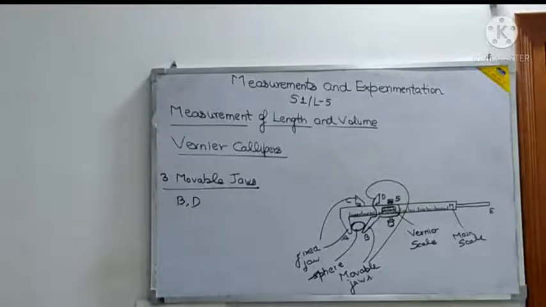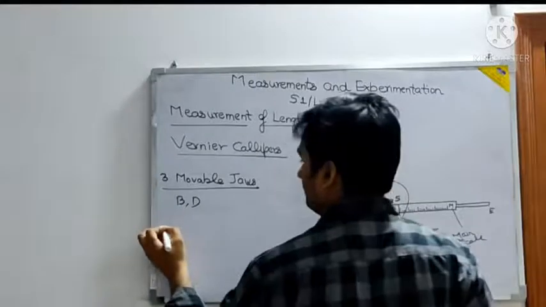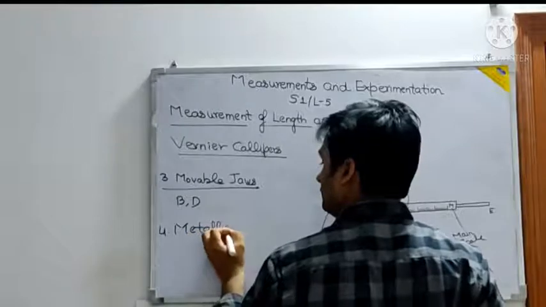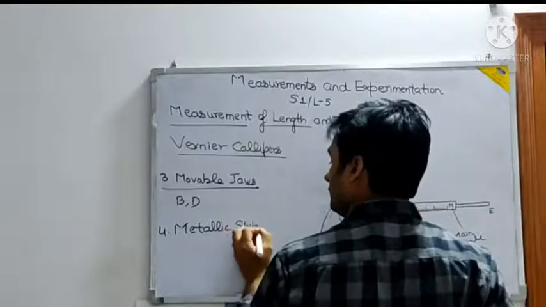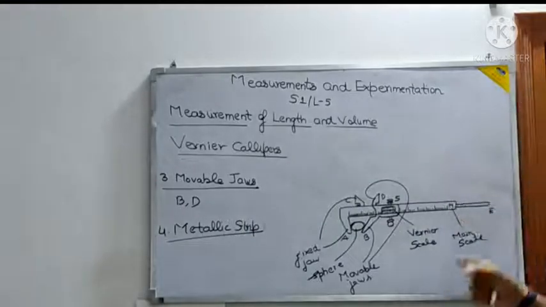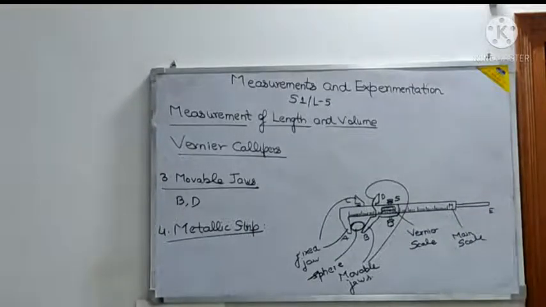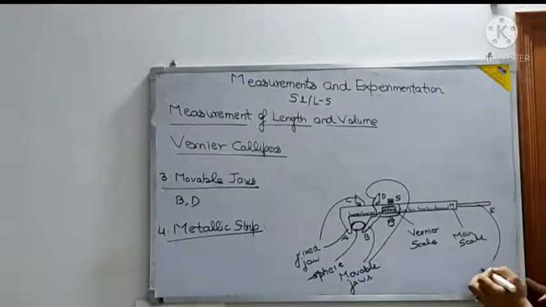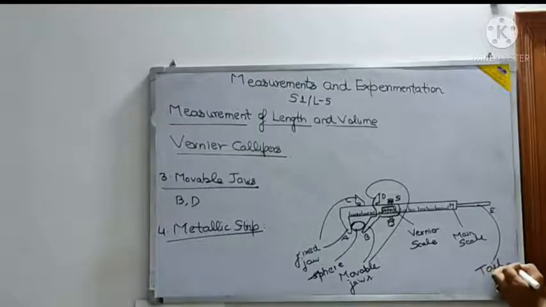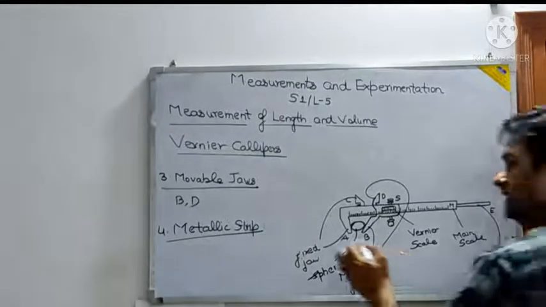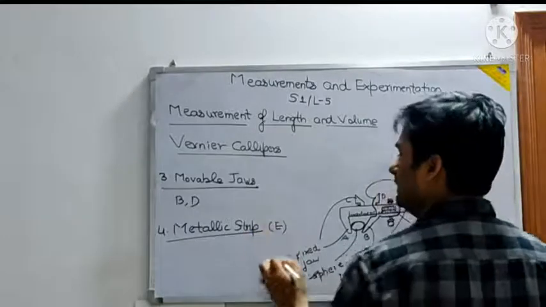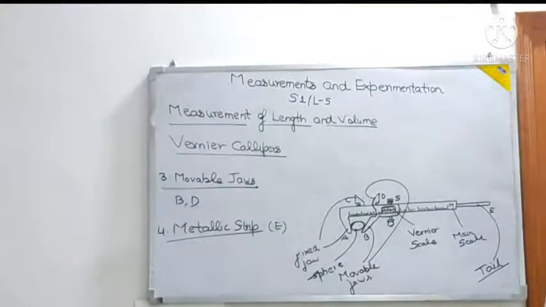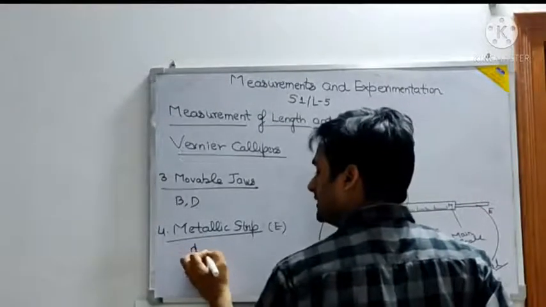Now next is the metallic strip. Fourth is the metallic strip. So what about the metallic strip? This is the metallic strip, a thin metallic strip E. Basically we are calling it the tail. This is called the tail, and that one is the metallic strip. Here in the diagram it is E, though you can name it any letter. Now what is this metallic strip used for? The metallic strip is used for measuring the depth.